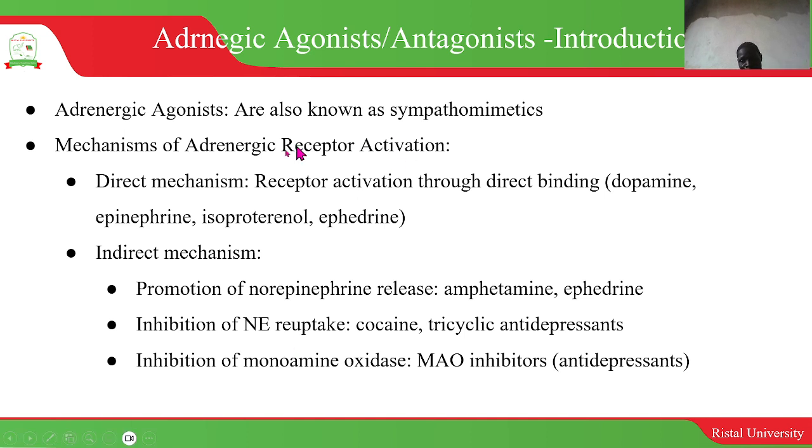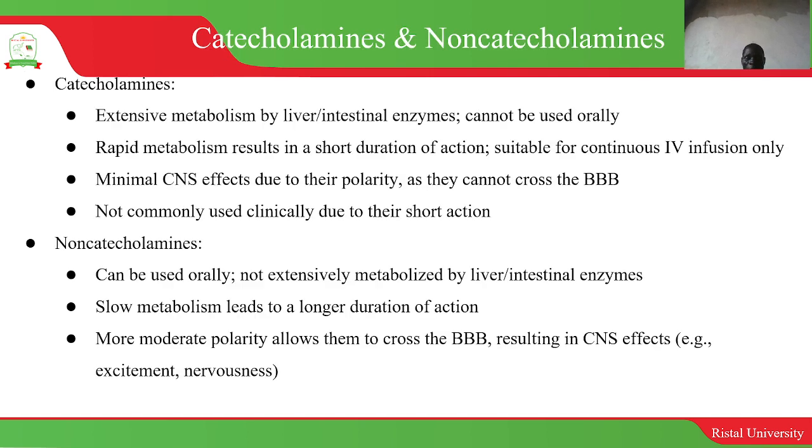So direct binding through the receptor, or indirect through promotion of norepinephrine release, inhibition of the uptake of norepinephrine, and also inhibition of the monoamine oxidase. We talked previously about MAO, the monoamine oxidase enzymes. These inhibitors are a kind of antidepressant, so they keep you alert. They help you get away from that depressing mode that is taking you down and leaving you very dormant. So at least they keep you alert.